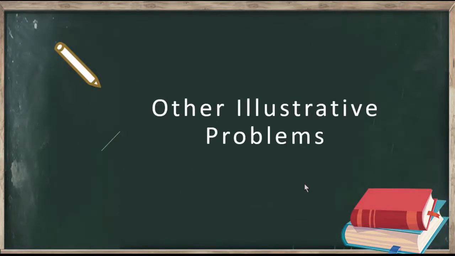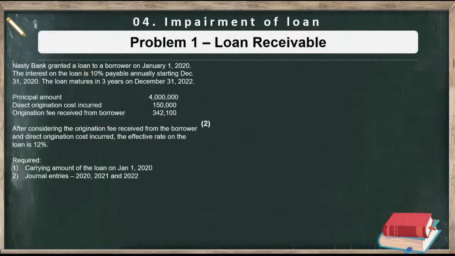Now let's proceed to other illustrative problems. So this is for additional examples. For the loan receivable, on page 209 of your book, we have Nasty Bank. Nasty Bank granted a loan to a borrower on January 1, 2020. The interest on the loan is 10% payable annually starting December 31, 2020, and it matures in 3 years on December 31, 2022. And we have the following details.